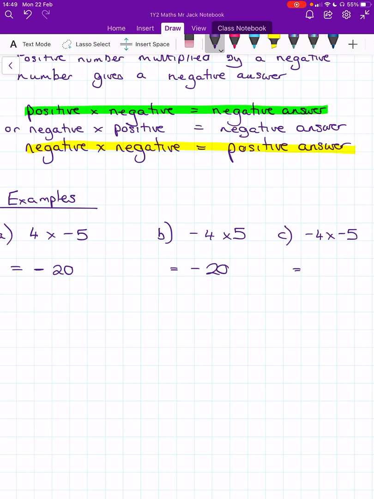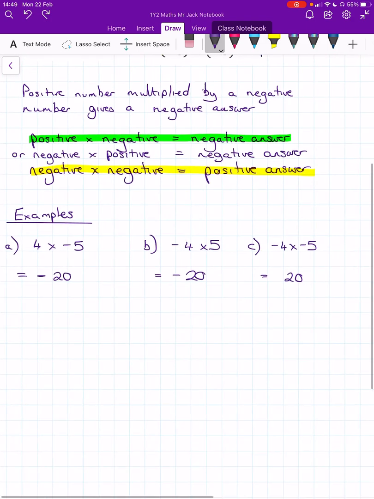I've got a negative multiplying a negative. Now, according to my rule, my answer is going to be positive, so that's great. And I know that 4 times 5 is 20. Remember, with positive numbers, we don't actually write the plus sign. We just leave it out. There's no need for the plus sign there at all. So it's just the 20. All right, I hope you can see how that hangs together and how that works.